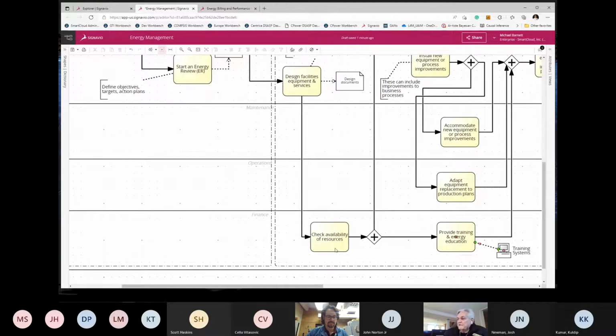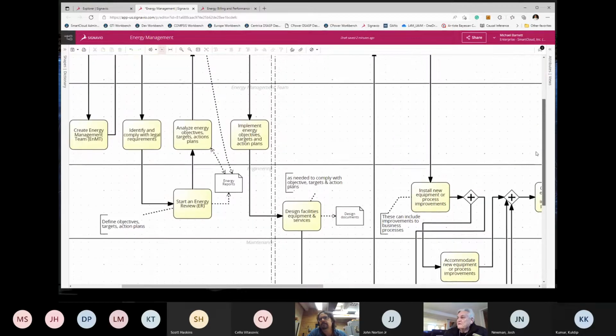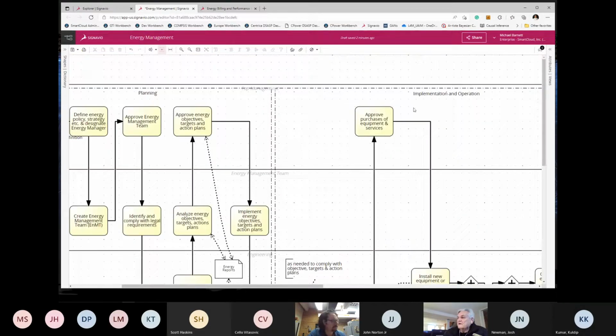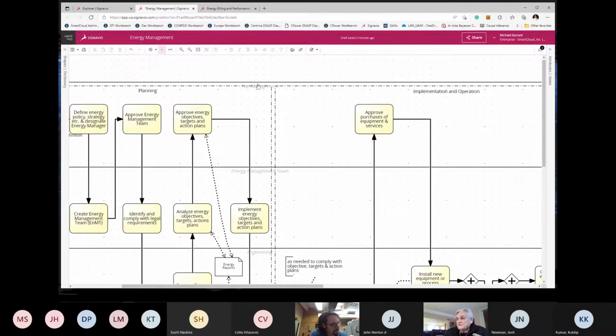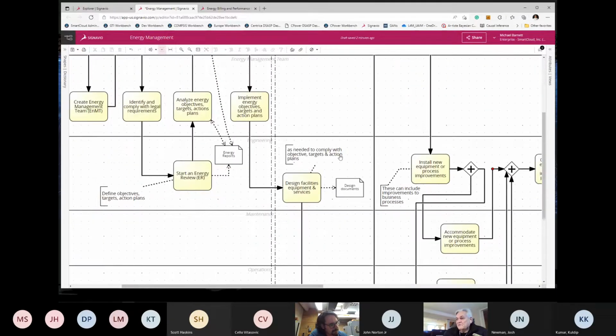Okay, so where do we leave off? We're in this implementation stage, and things happen in parallel now. This over here and whatever goes up top looks like they start a training and energy education process. But then up here, there's an approval step that needs to be done by top management. So this is the top management role. And then it bounces back down to, where are we?